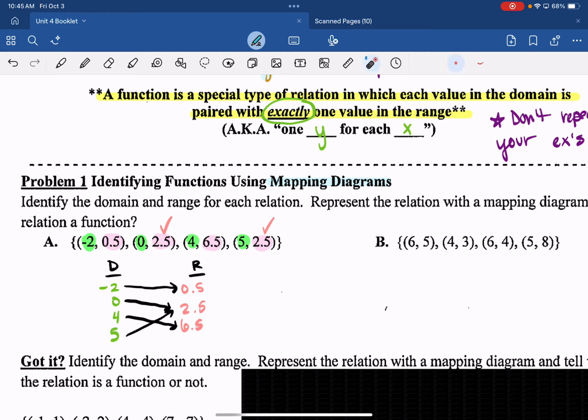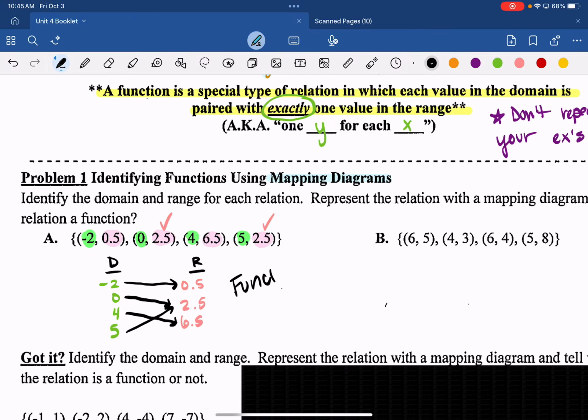Okay, so we look at this. I've got my domain, my range, I've got my mapping. And now I'm going to see if it's a function. Well, I look at my x values. Because I only have one arrow coming from each x value, this is a function. Okay, again, I do not care about this 2.5. Yes, it has two arrows going to it, but that's in my range. I only care about my domain or my x's.